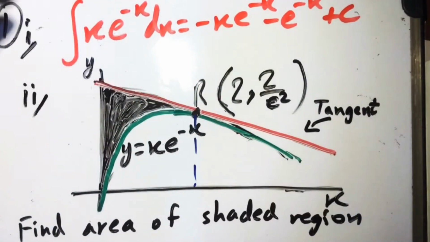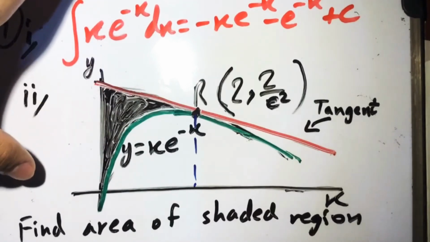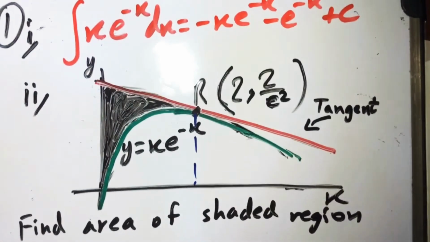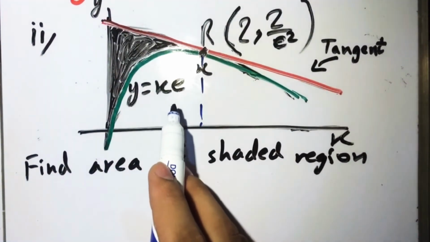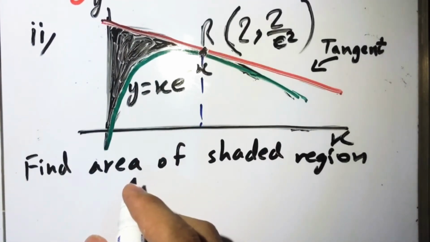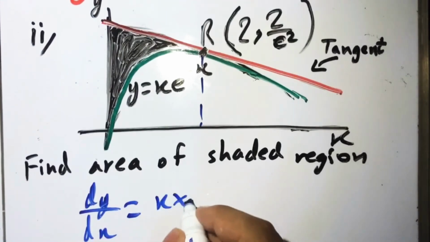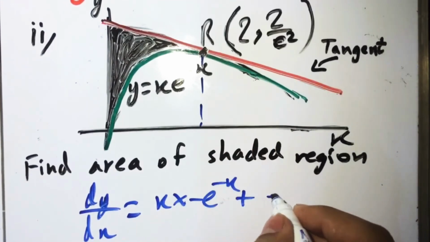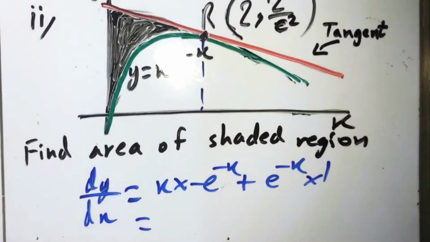Now to find the area of the trapezium, we'll need the y coordinate of this point to find the length of this side. So for that we'll have to find the equation of the tangent, substitute the value of x as 0 and then find the value of y. So for the tangent, we'll first differentiate this. Differentiating this, now we'll substitute the value of x as 2 to find the gradient.